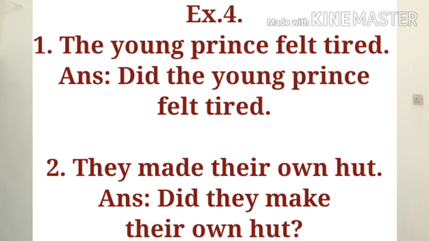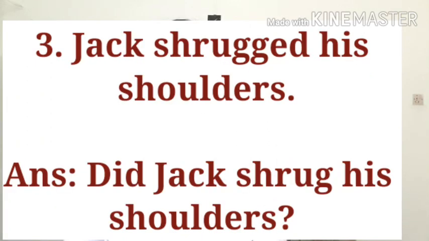They made their own hut. How will you frame the question for that? Did. Then you use the subject they. Then made should be changed into make. Make is the base form of the verb. Did they make their own hut? Question mark. Now third one. Jack shrugged his shoulders. So how will you frame the question? Start with did. Then you use the subject. Did Jack shrug his shoulders? Question mark. So you don't have to use ed after shrug. Shrug is the base form of the verb.